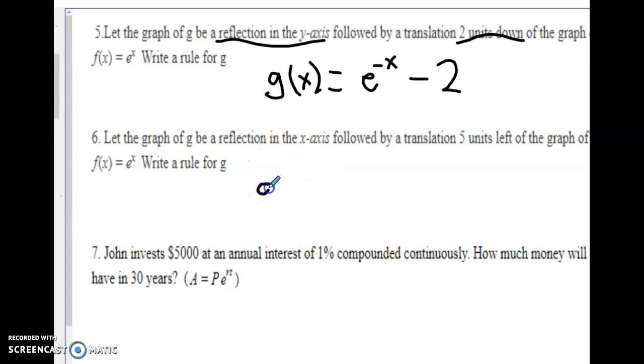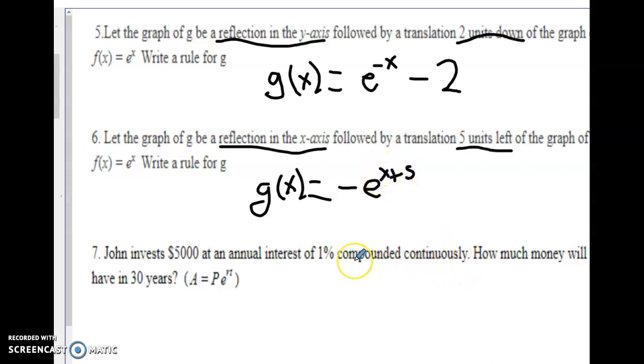Number 6, similar ideas, but just a little bit different. We have g of x equals, only this time the reflection is in the x-axis. So that means the negative is out in front of the function. So it's negative e to the x. And then it also says a translation 5 units left. Well, 5 units left means that we're adding 5 units to the x value of the function. So that's what number 6 would look like.